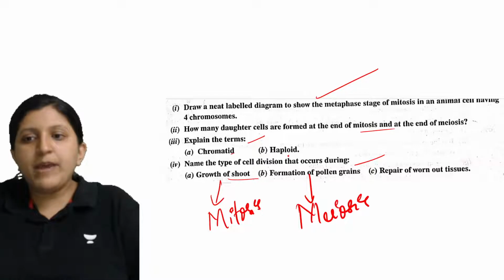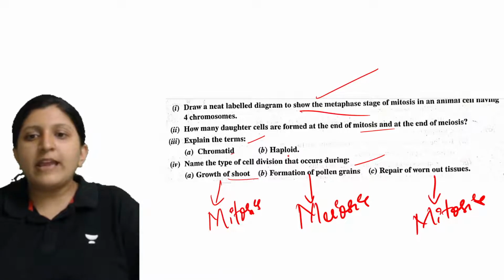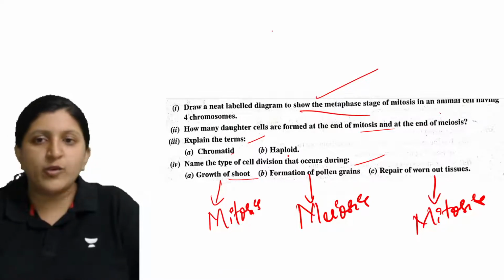Okay. So repair of worn out cells, again this is mitosis. Okay. So draw a neat labeled diagram to show the metaphase stage of the animal cell having 4 chromosomes, so that you can draw.